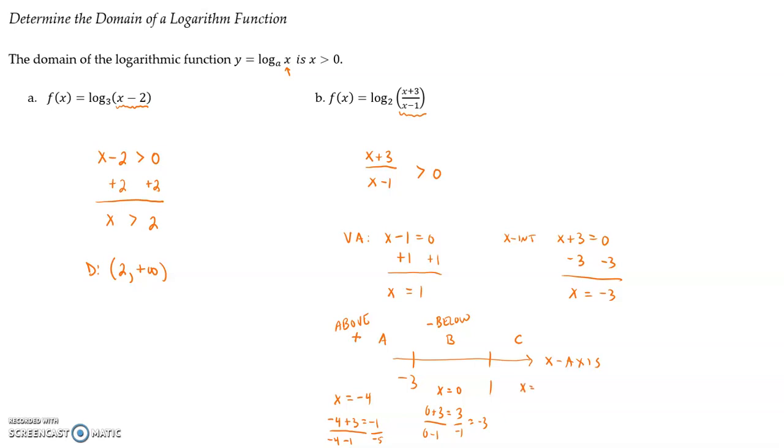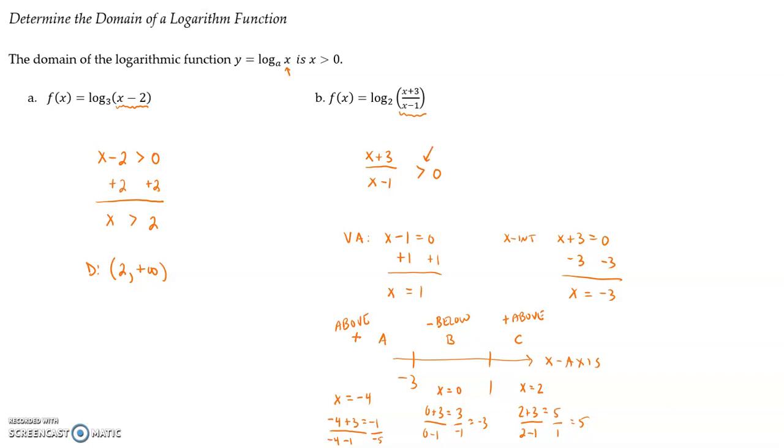And let's go ahead and take a look at our last interval. Let's use an x value of 2. So we'll have 2 plus 3 in our numerator, which is a 5. And 2 minus 1, 1 in our denominator. So this will simplify to a 5, which is a positive number. So these values should be above our x-axis.